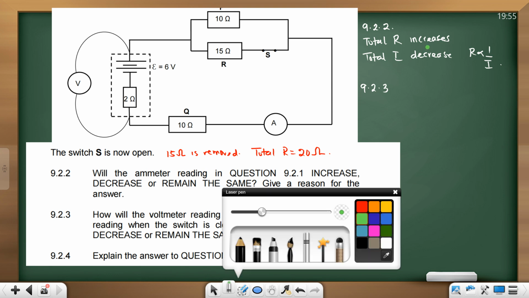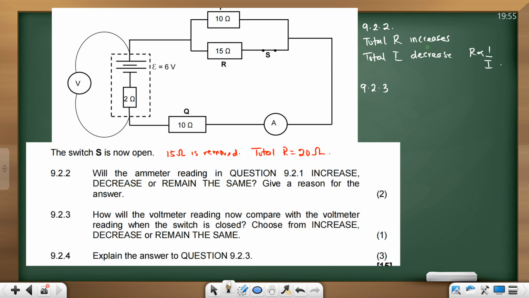So all I need to do is to come here and say, if resistance increases, please don't write R, you have to write resistance, total current will decrease. V internal will decrease. And V external will increase. This is my explanation. So I know it will increase.